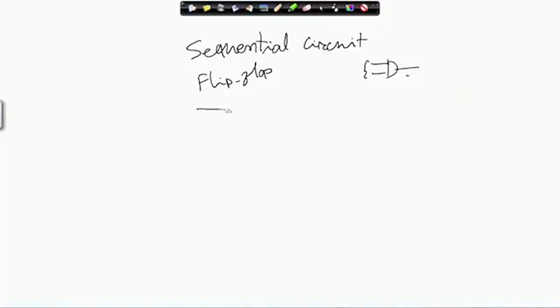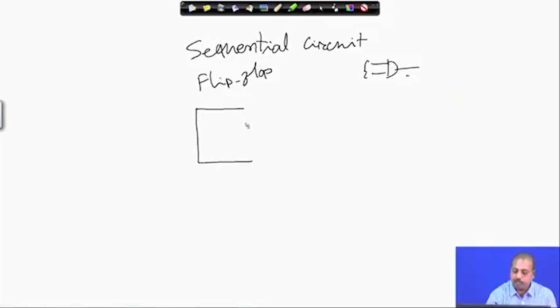The simplest type of flip flop that we have is the D flip flop, where there is a D input or data input, and there is a Q output. Normally there are two outputs, Q and Q bar, where Q bar is the complement of Q.